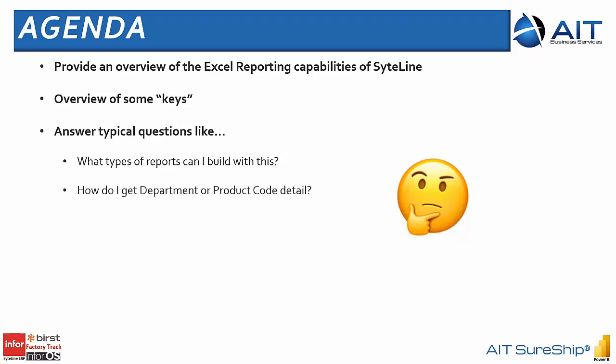How do I get departmental or product code detail in my reports? Maybe you've used the tool for a while and you're looking to get a bit more detail. So we'll touch on some examples of that, and it might help you along the way and show you examples that you can use as a springboard for your own reporting needs. We'll show you how to get started. There's some great tools that come standard with the package that can help you get up and running very quickly.